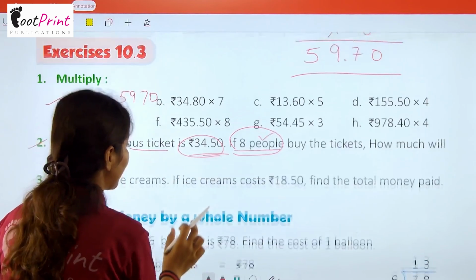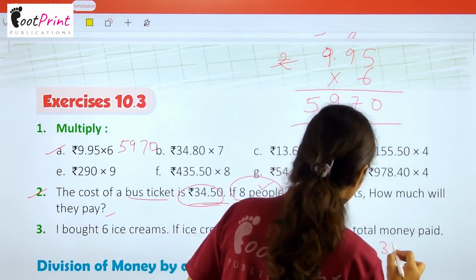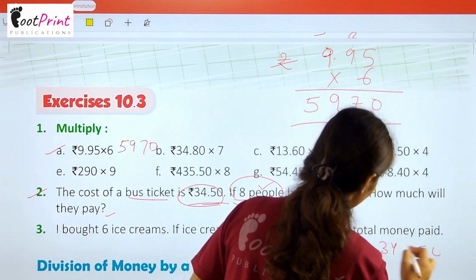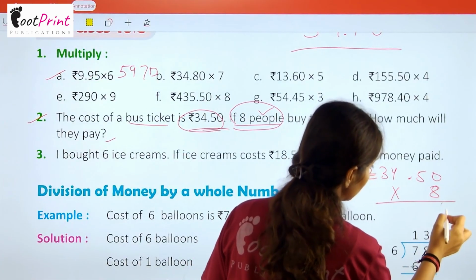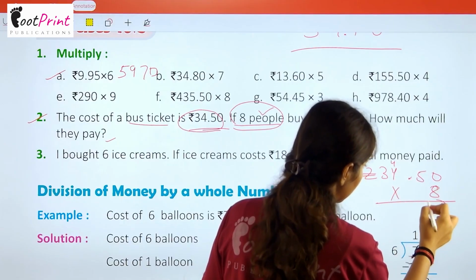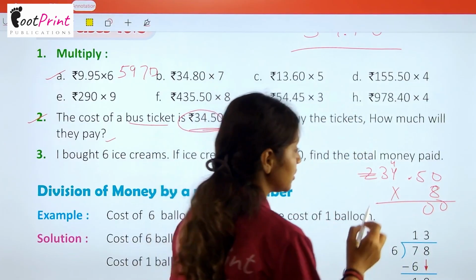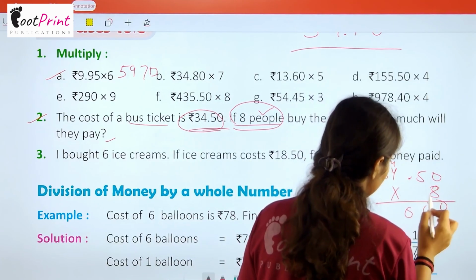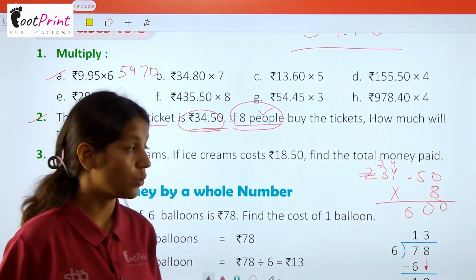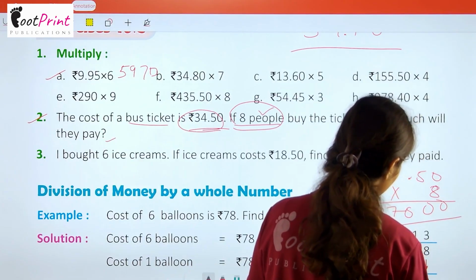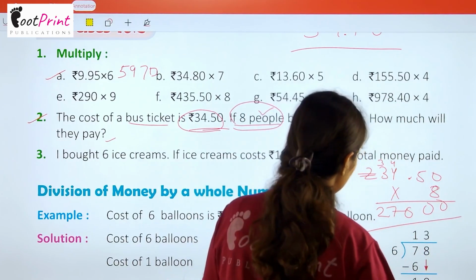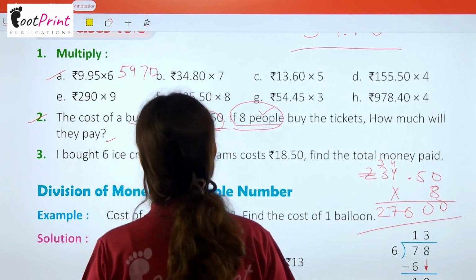So we will multiply this. So here it is 34.50 and simply multiplication with 8. 8 zeros are 0, 8 5s are 40, 8 4s are 32, 32 plus 4 is 36, 8 3s are 24, 24 plus 3 is 27. Okay, so this is your answer. This is how you will get the answer.